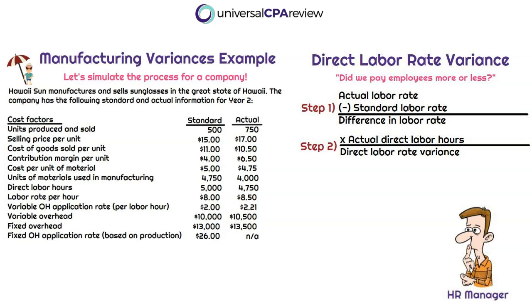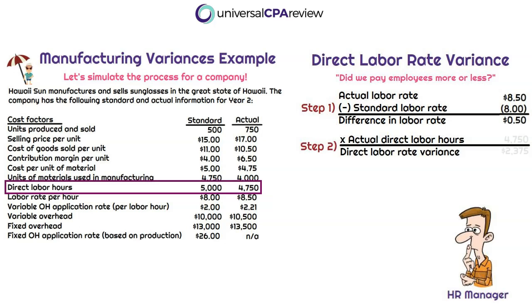But the goal is to pay less compared to what the standard was. Now, for Hawaii Sun, the actual labor rate was $8.50 per hour. They had a standard of $8 per hour. So they paid 50 cents more. Now, that's great for the employees. Maybe they had higher labor costs or they just wanted to pay them more.